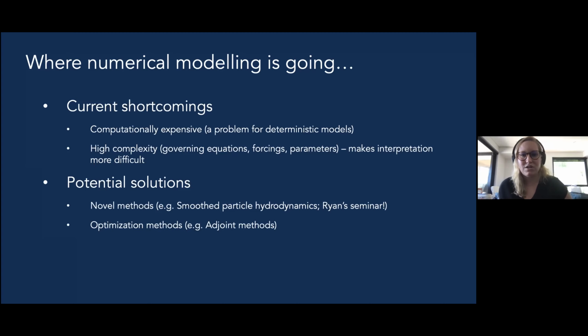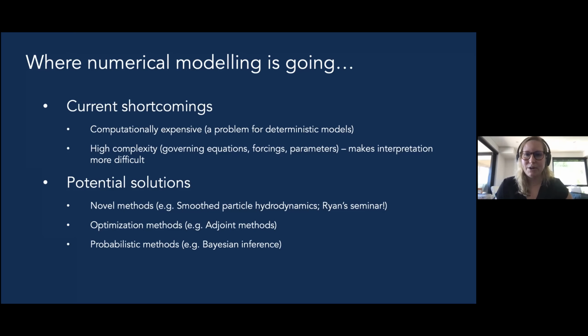Optimization methods, which I'm sure a lot of you are familiar with, can automate the process of finding the optimal configuration of parameters for a numerical model in a way that best suits a given set of observations. And in particular, adjoint methods appear to be very promising in their ability to be used with computationally expensive models because they can very efficiently test the parameter space with a relatively small amount of model runs.